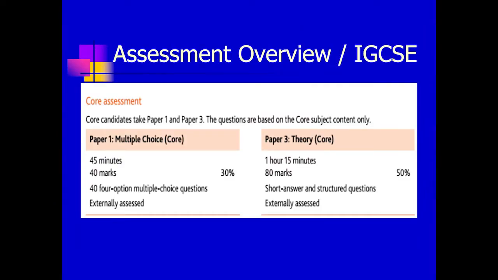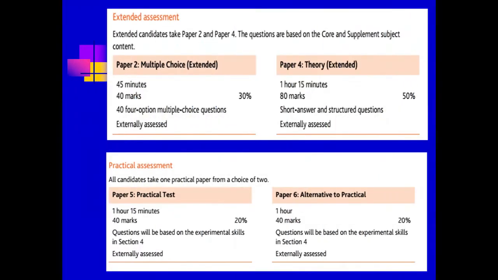Now the assessment overview for IGCSE. Core candidates take Paper 1 and Paper 3. The questions are based on core subject content only. Paper 1 and Paper 3 have 30% and 50% weightage respectively. But the students who appear in the extended papers of IGCSE can score grades from A star onwards.